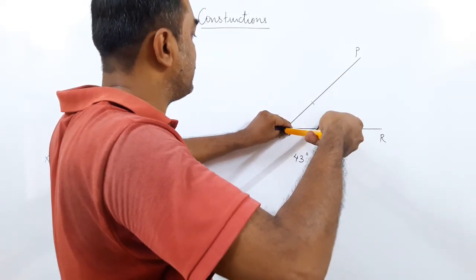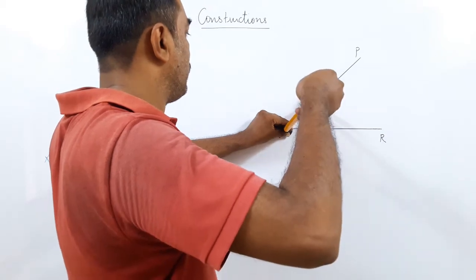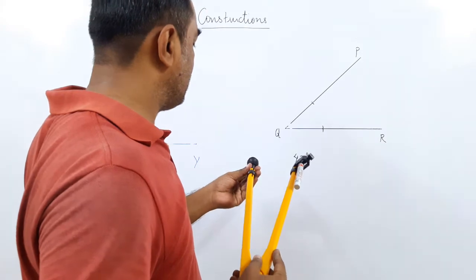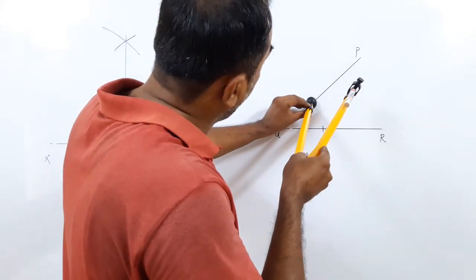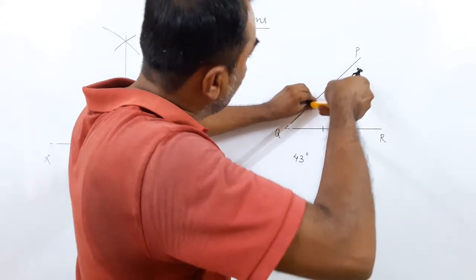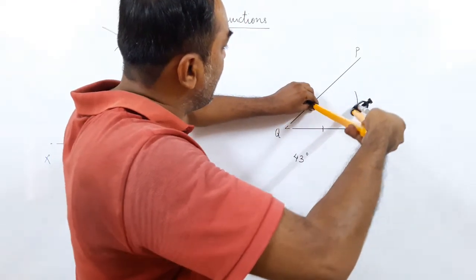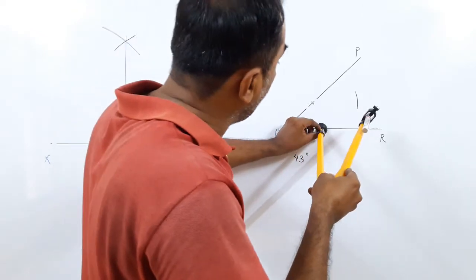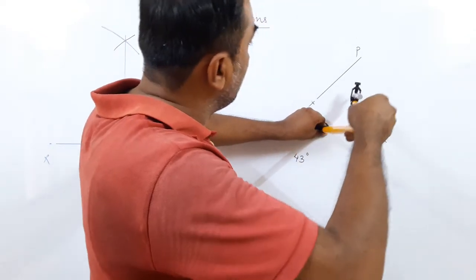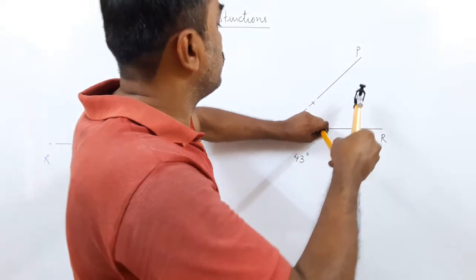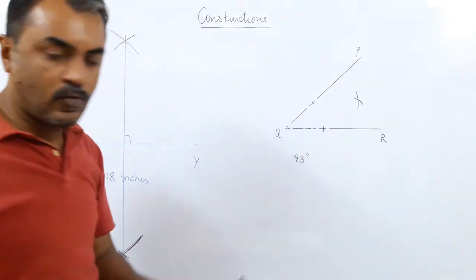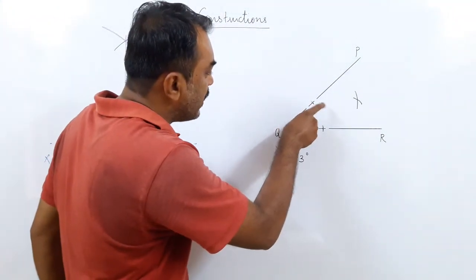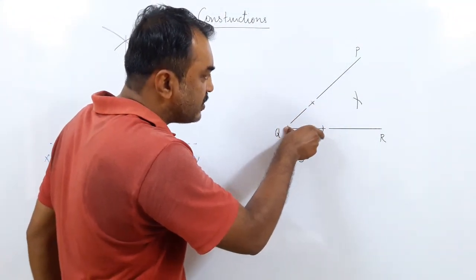So what I am doing, check carefully. I have cut these 2 points. Once I have done this, what I do next, from this point with the same radius or different radius, I cut an arc here, and with the same from the point here, I cut this arc. So follow the steps carefully. From this point, I cut one arc, with the same radius, I cut this arc.